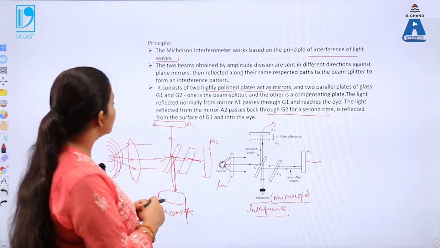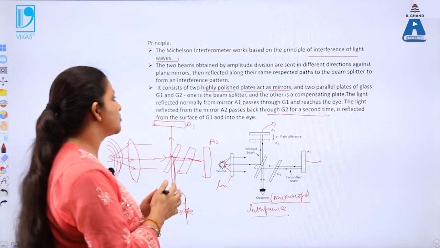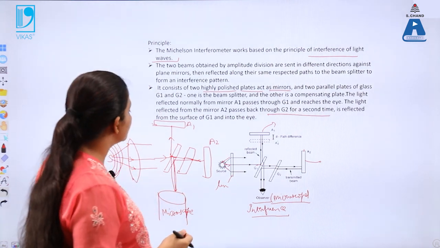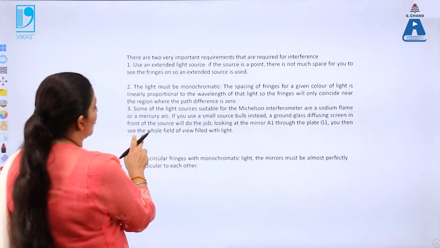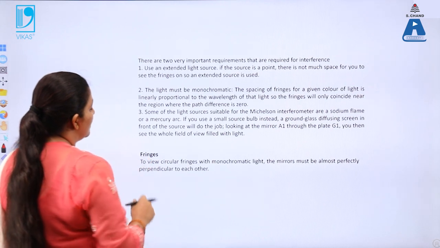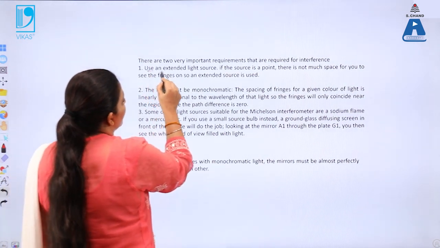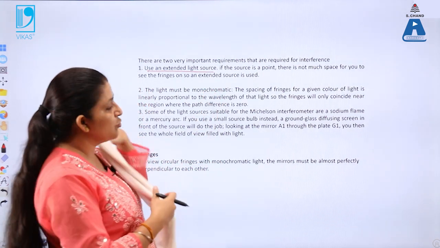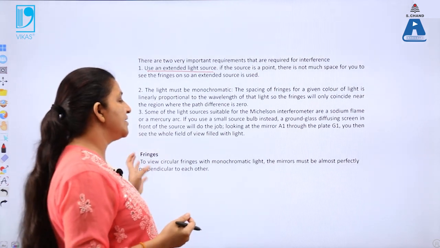pattern. So the Michelson interferometer uses the principle of interference of light waves by the division of amplitude. That means the division of amplitude is used in this case. Now next are the two main requirements for the interference pattern. First, we will use here the extended source of light, because when a point source is used, no fringes get formed. So extended source of light is used.